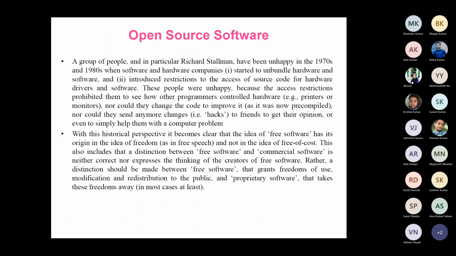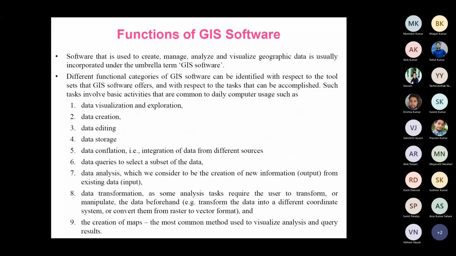Thereafter, there is the open source software, which is already covered, free software. Then we come to the functionalities of GIS software, the typical functionalities that are expected from any GIS software. The first one is the visualization facility. We should be able to visualize the data set. This is one of the basic requirements.